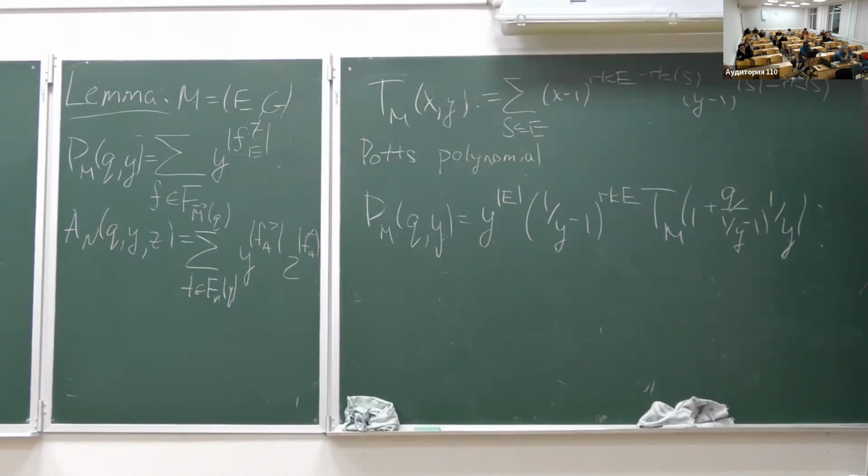What will be the z in the Potts polynomial? Sorry? The z, the third variable in the Potts polynomial. There is no z. Oh yeah, there is no z. It's y multiplied. It's y times z. Two variables.